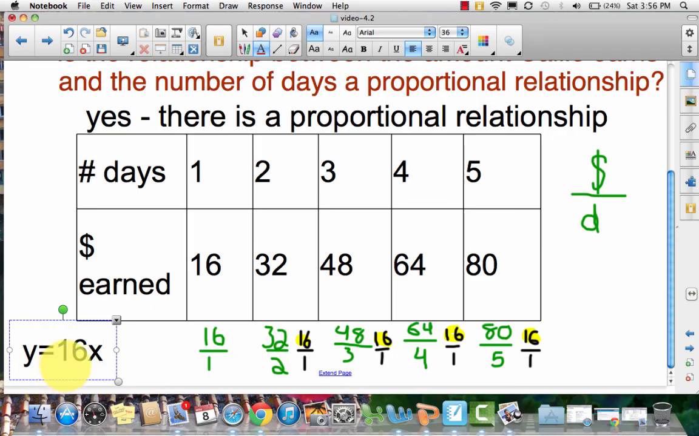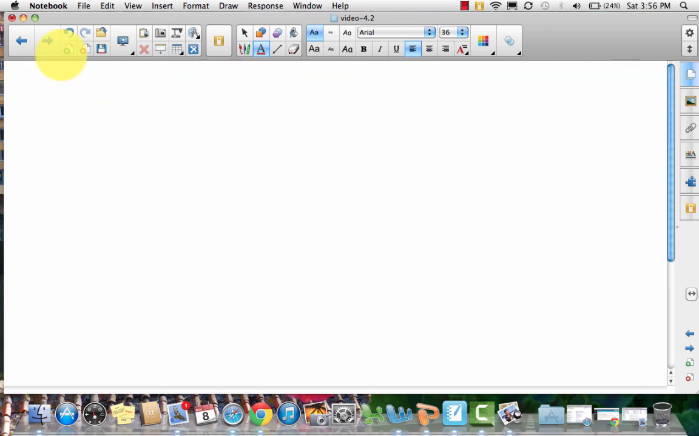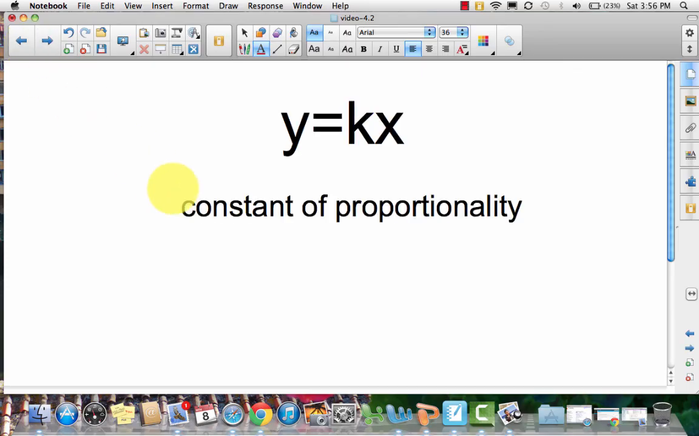So if she works for 2 days, she will earn $32. For 4 days, she will earn $64. And that equation format will work for any problem as long as there is a proportional relationship.